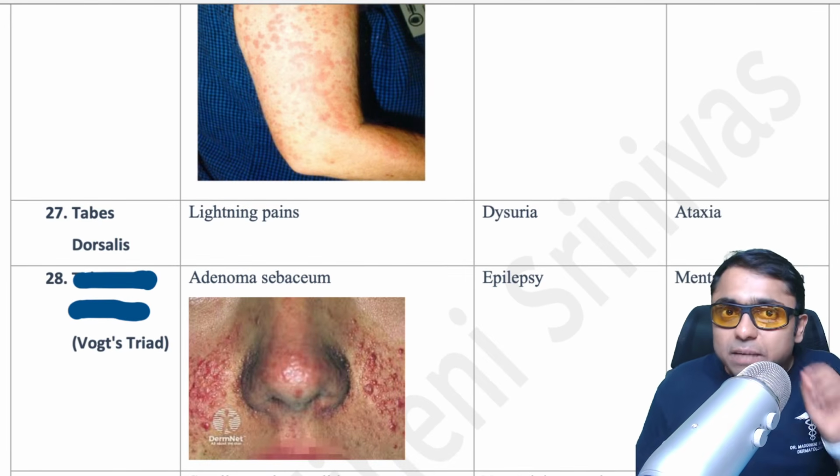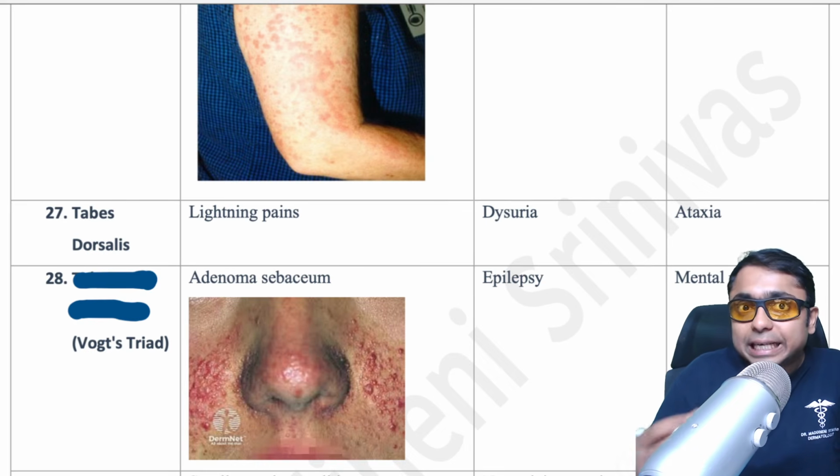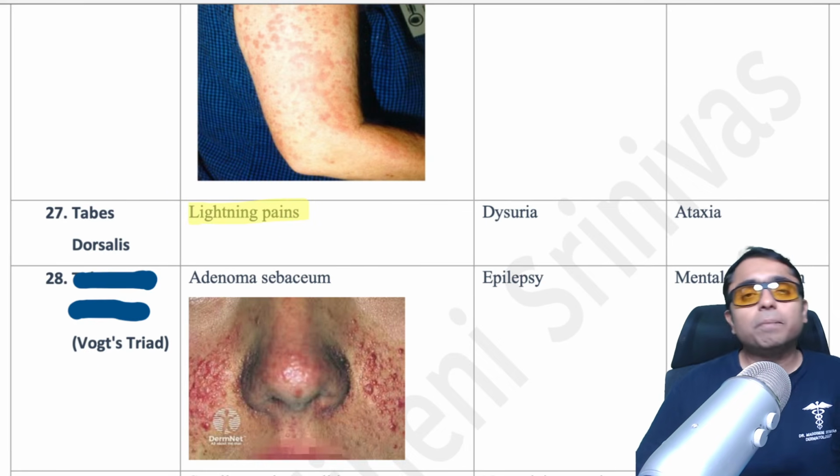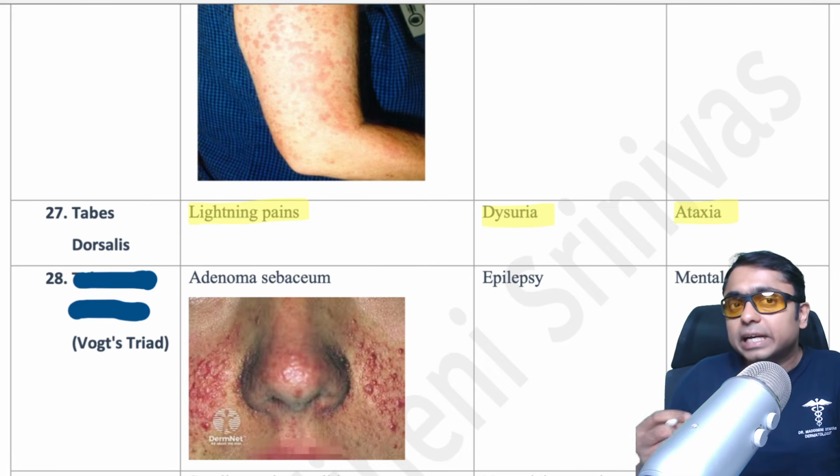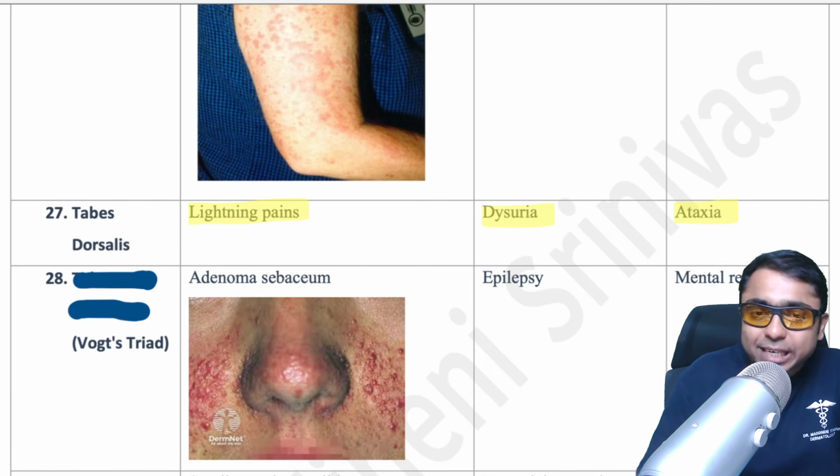Next is the tabes dorsalis, which is important in the case of syphilis. Patients are going to complain of lightning pains, difficulty in walking, ataxia. So this is tabes dorsalis.